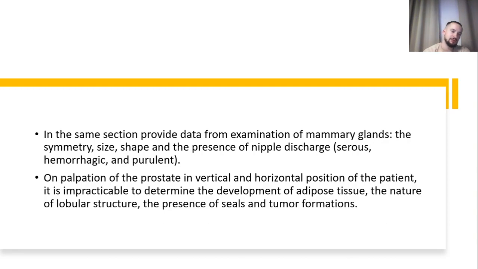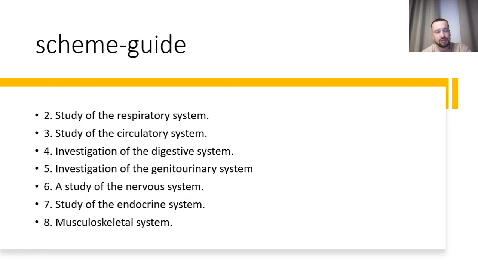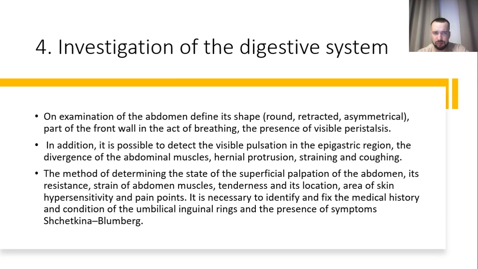I will tell you that when we talk about an emergency situation, we never touch the mammary glands, sorry, we do not do examination. And we don't do the palpation of the prostate. The next step is study of the respiratory system, study of the circulatory system, investigation of the digestive system, the genitourinary system, nervous system, endocrine system, and musculoskeletal system. We won't talk about all of this, but about the digestive system, I need to talk with you.